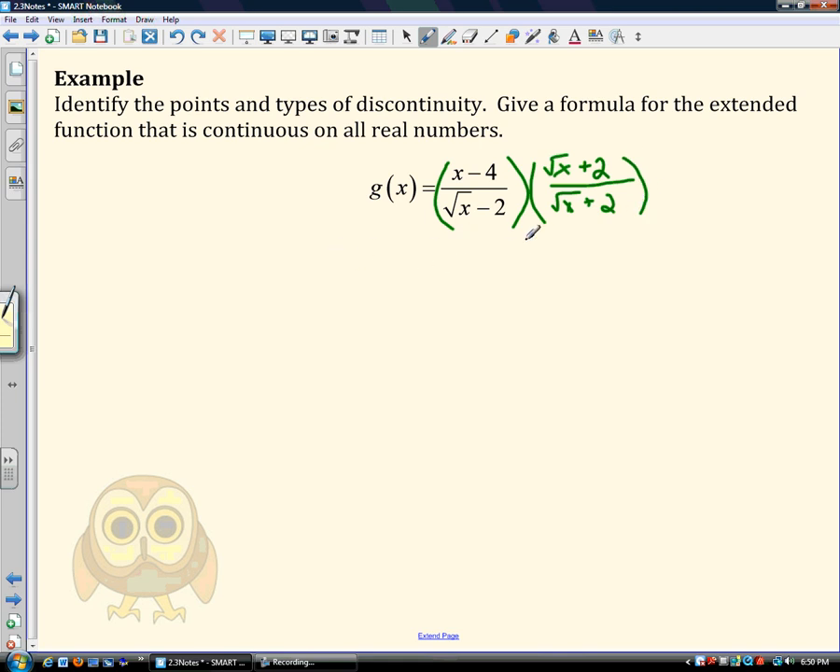And what's going to happen on the denominator? I will get square root of x times square root of x is x. It's a difference of squares, so my outer and my inner terms cancel. Then I have minus 4. Well, that is going to cancel with this first term in the numerator, so don't distribute the numerator. X minus 4 times square root of x plus 2. Cancel, cancel. And I automatically have my extended function. So my extended function is y equals square root of x plus 2.